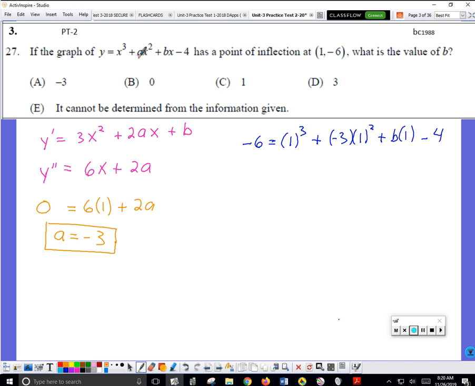The algebra, so -6 equals -7 plus 1 is -6, plus B. So B is 0. Am I making mistakes, or is that correct? Questions?